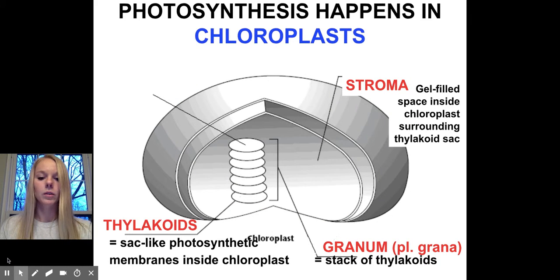The process of photosynthesis occurs in the chloroplasts. You know a cell has chloroplasts if it is green due to the pigment chlorophyll. The chloroplast is organized in a way that allows optimal glucose production. The thylakoids are the sac-like photosynthetic membranes inside the chloroplast. Granum is the word used to describe an entire stack. The stroma is the gel-filled space inside the chloroplast surrounding the thylakoid sacs. Your third keyword is perform.